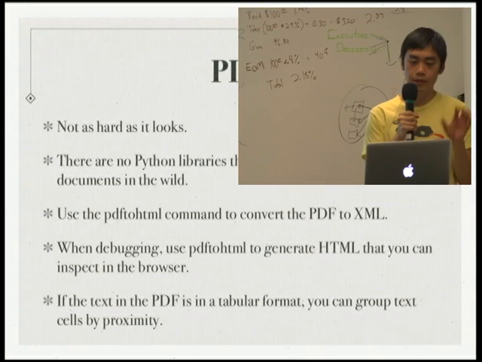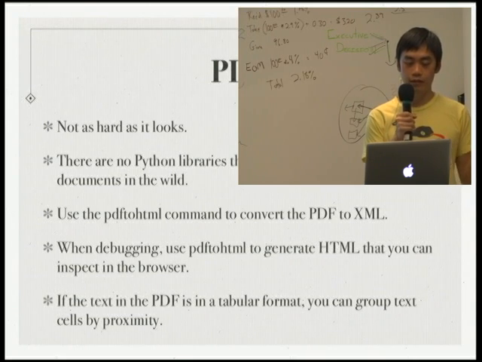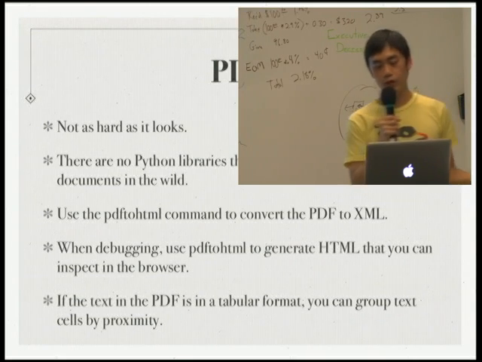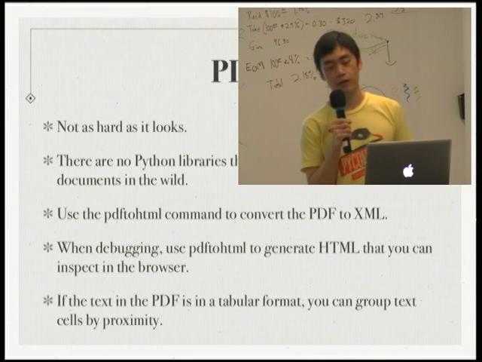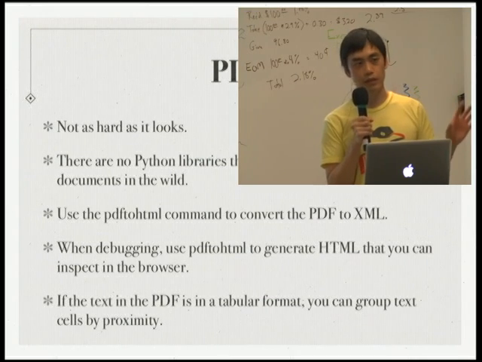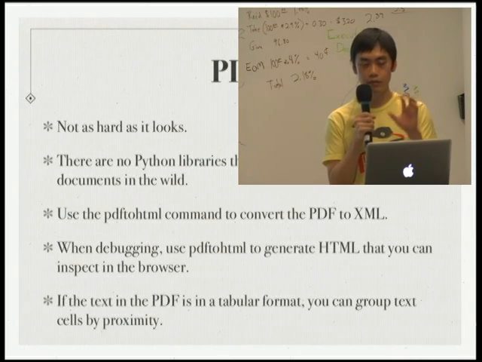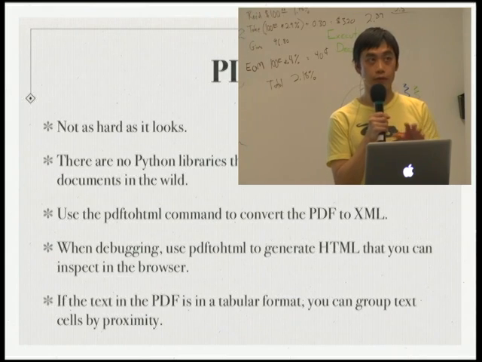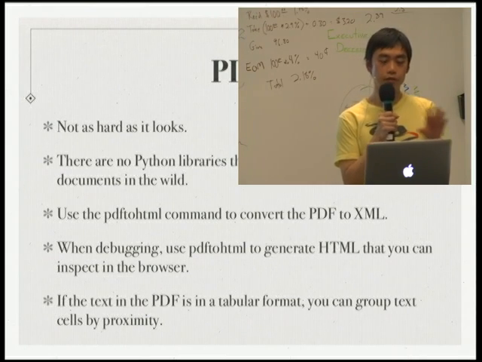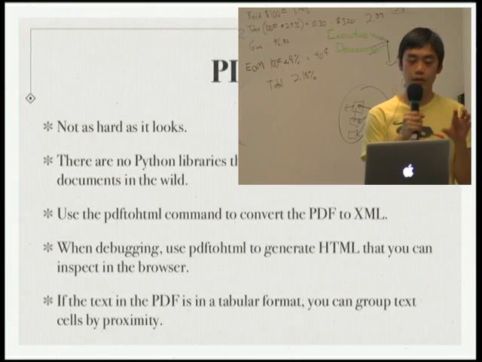Yeah, but the thing about PDF to HTML is that there's sort of an art to it. Although you want to convert it to XML when you're actually parsing it in your scraper, when you're debugging it, you want to generate HTML instead so that you can inspect it and look at it in the browser. For example, using Firebug.